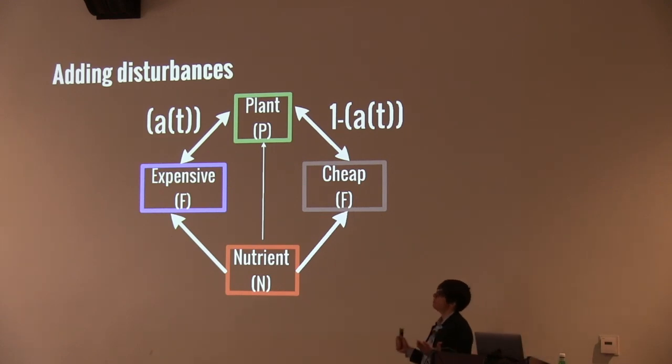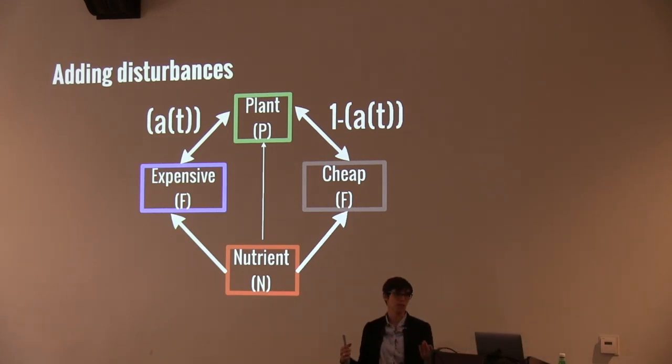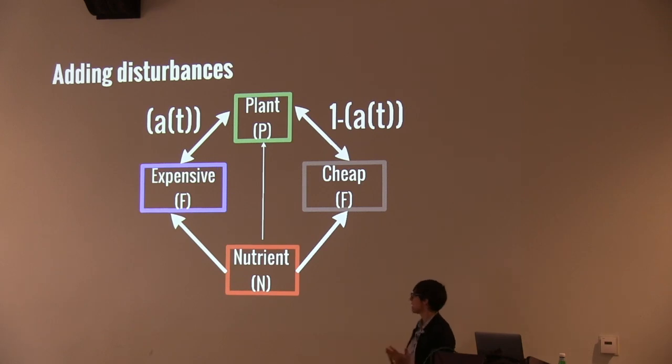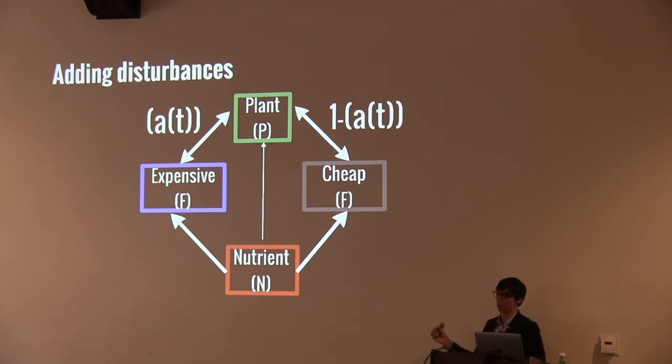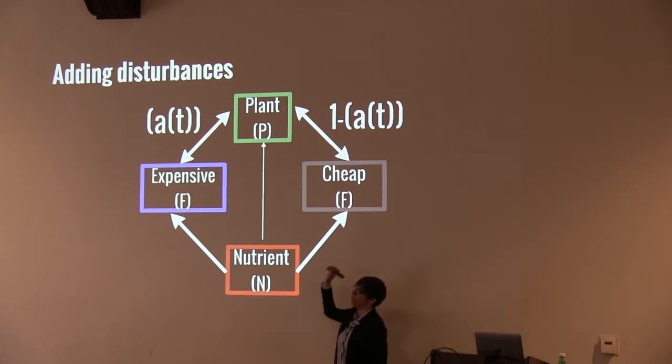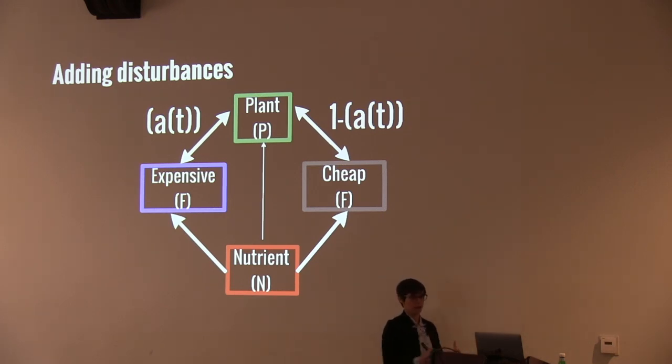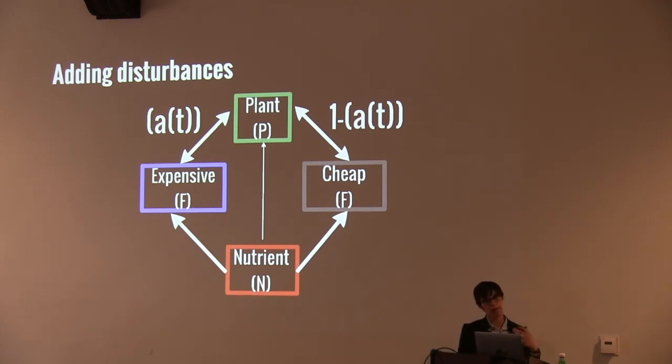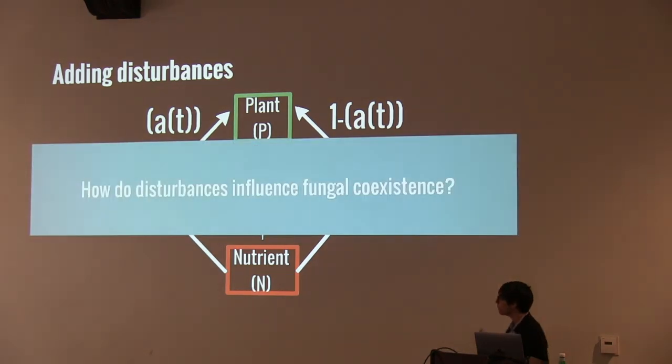Okay, so that's great. But what happens if you disturb the system? We live in a world where disturbance happens on a regular basis. If you think about the forest in Puerto Rico, every 10 years or so, a massive hurricane comes and reduces the plant biomass. You also have many disturbances that influence nutrient availability. So what happens if you put those disturbances on top of the model?